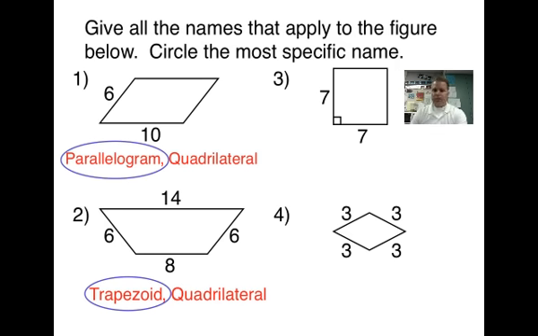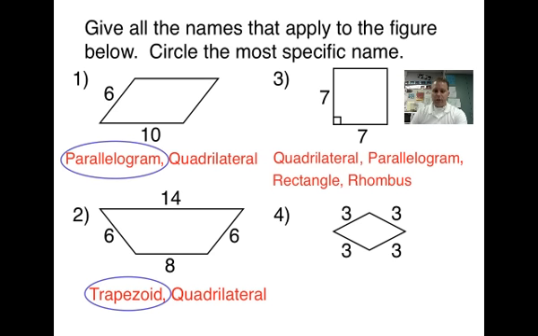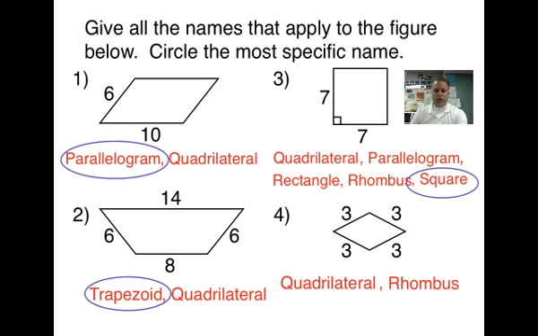So number three, it's a four-sided figure. It's a parallelogram. It's a rectangle. It's also a rhombus. And it is a square. So it has all kinds. Now the most specific name would be square. Number four is a quadrilateral. It's a rhombus. And that should be it. The most specific name, oh, sorry, forgot parallelogram. And most specific name would be rhombus.